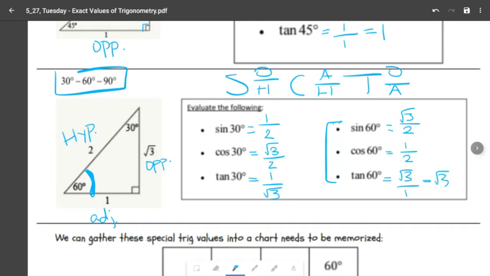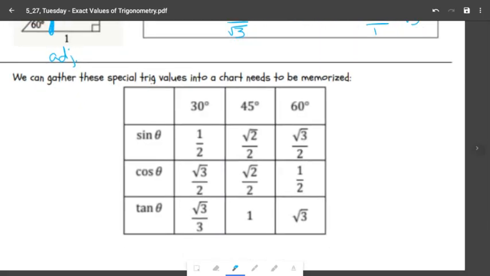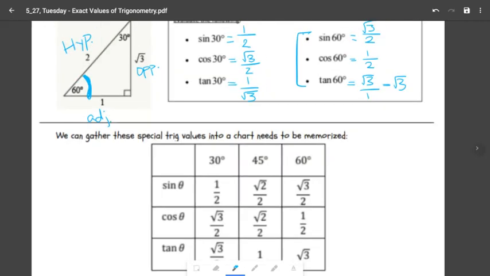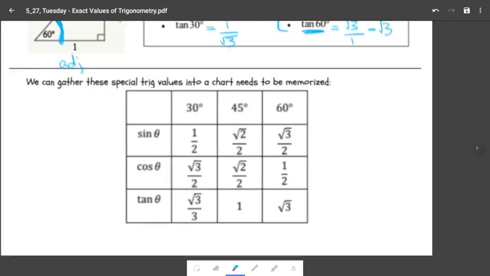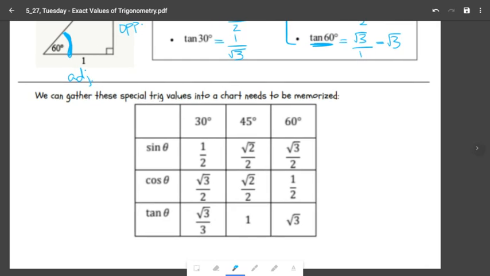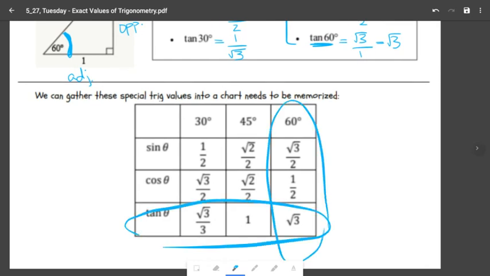So all of these you do technically have to have memorized. We do sum them up in a chart here. For example, we just did tangent of 60. So in the chart, if I wanted to find it, tangent of 60, they overlap in this box. So tangent of 60 is radical 3, which is what we got above.